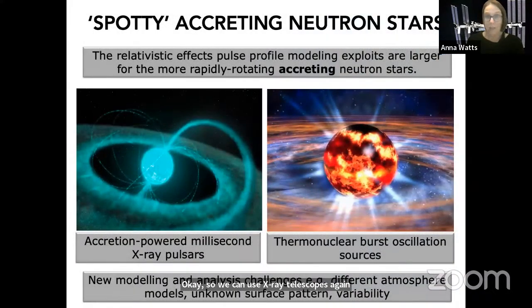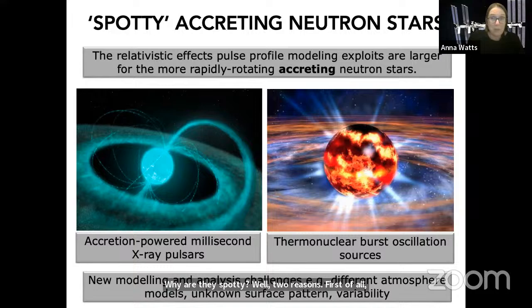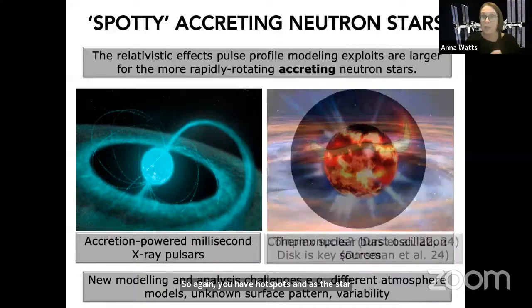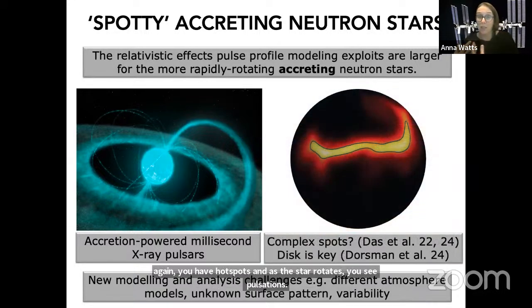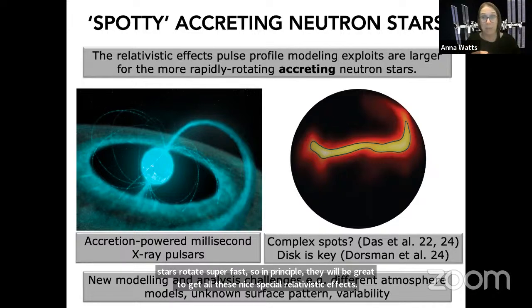Why are they spotty? Well, two reasons. First of all, you may have channeled accretion. The magnetic field channels the accretion onto the magnetic poles of the star. So again, you have hot spots, and as the star rotates, you see pulsations. We've started to do some work on this. These stars rotate super fast, so in principle, they will be great for getting all these nice special relativistic effects. Again, they're challenging. They can be variable.